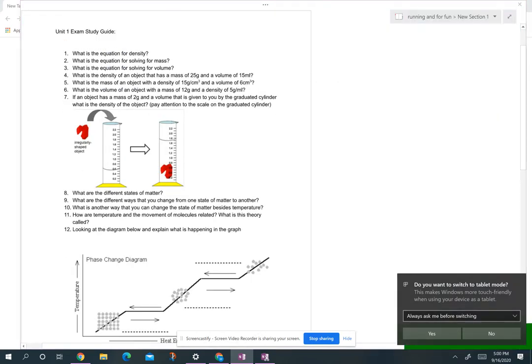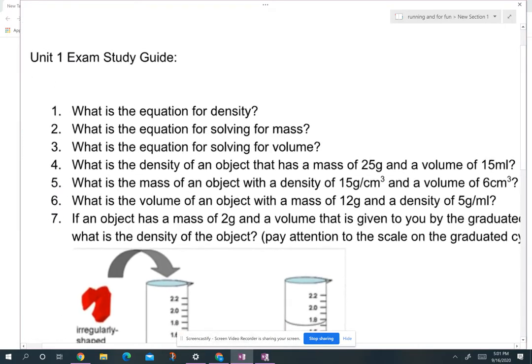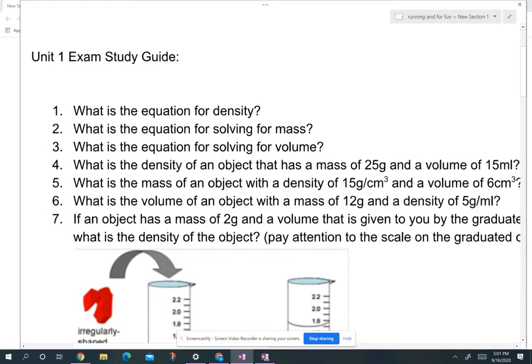We're going to take some time and review some concepts that you will see on your study guide. So I'm just going to make a quick run through the study guide. First few questions, we're talking about density. These are all concepts that we talked about in class and pretty much straight from your notes, right?